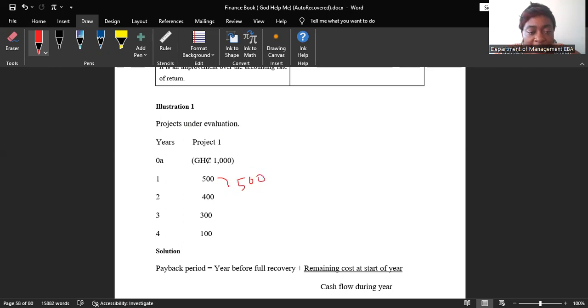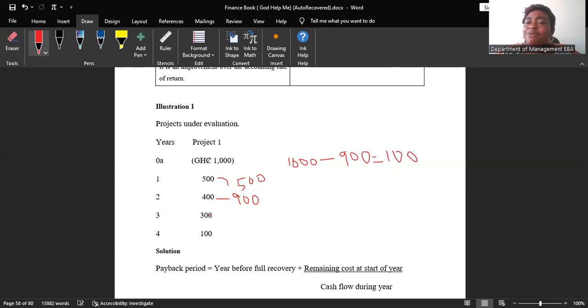So apparently we go to the second year. The second year we recover 500 plus 400, we have 900. So we have 900, meaning that we are left with 100, because we invested 1,000 Ghana cedis. So 1,000 minus 900, we have 100 Ghana cedis. Are we okay?